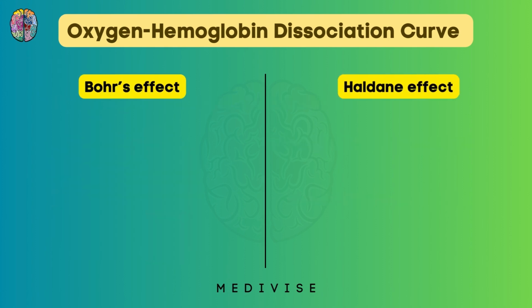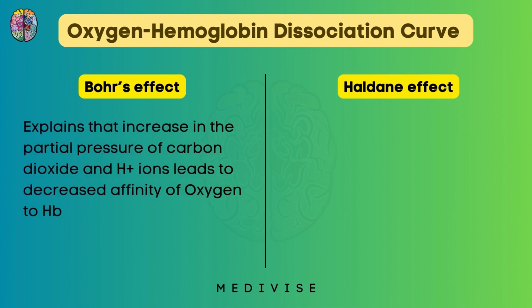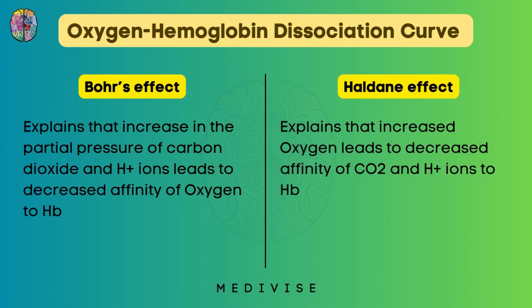Now, what is Bohr's effect and Haldane effect? Bohr's effect explains that an increase in the partial pressure of carbon dioxide and H plus ions leads to decreased affinity of oxygen to hemoglobin. This is the same as what we just studied. Haldane effect is exactly opposite. An increase in the oxygen leads to decreased affinity of carbon dioxide and H plus ions to hemoglobin. So just knowing the definitions is enough.